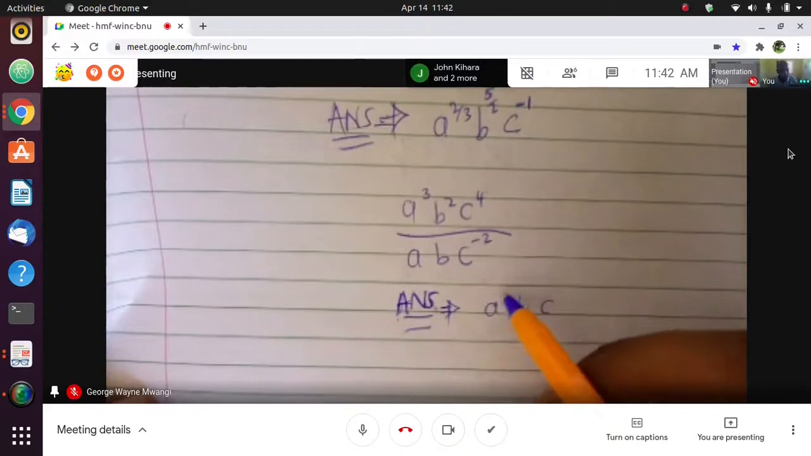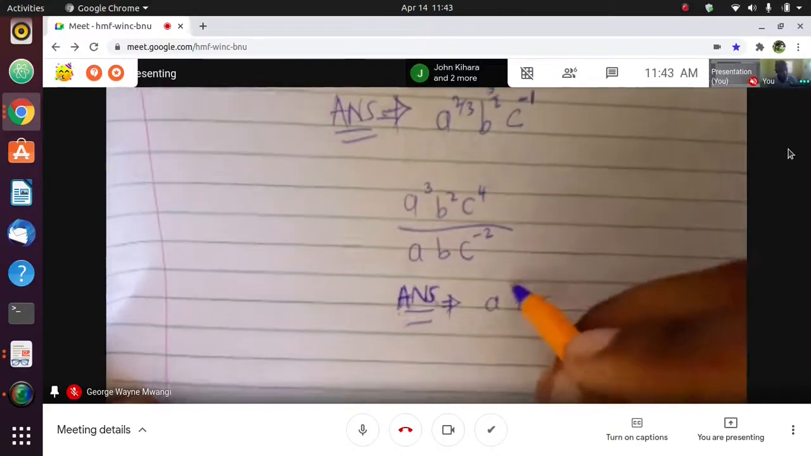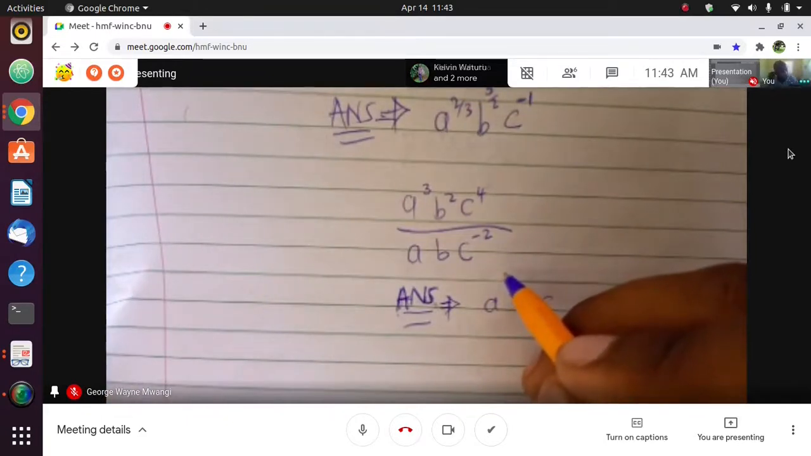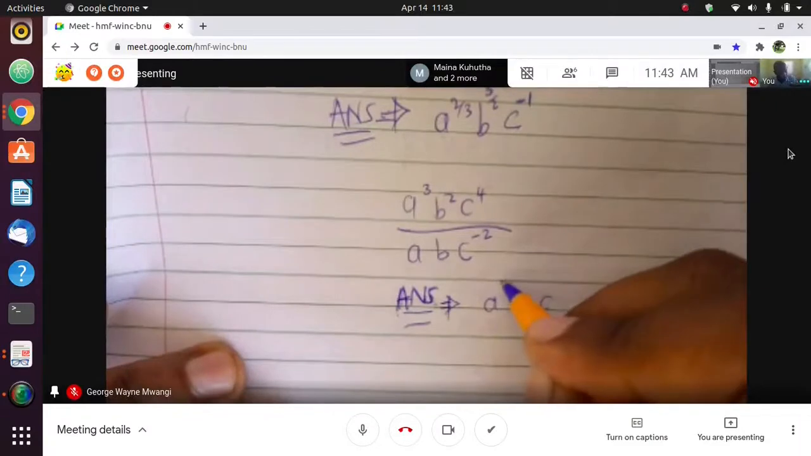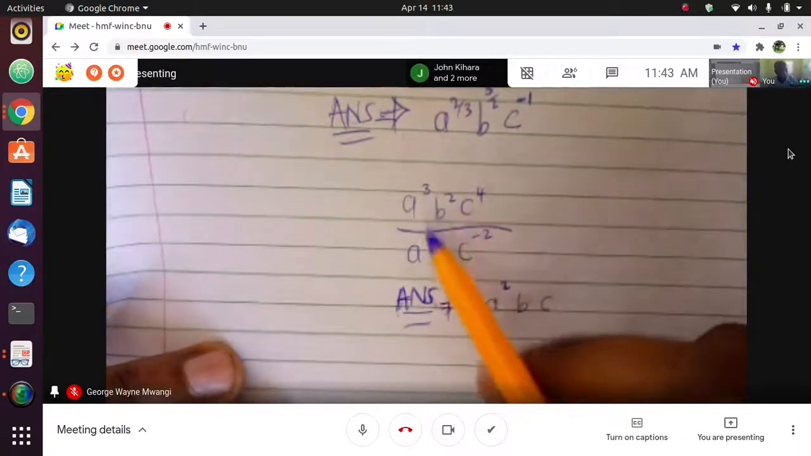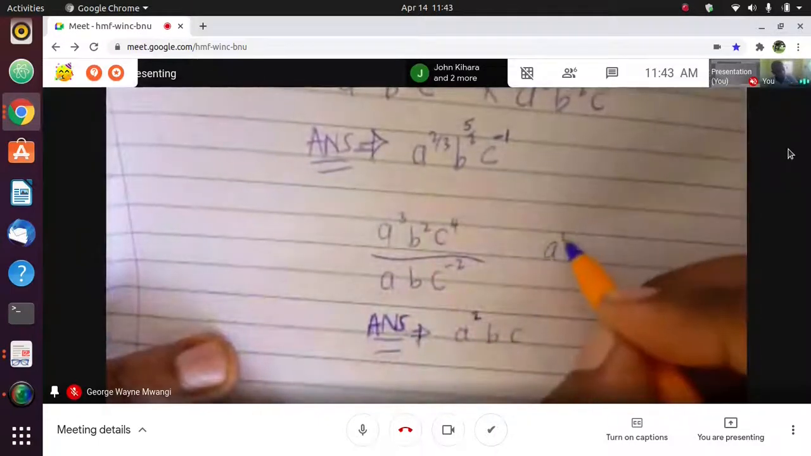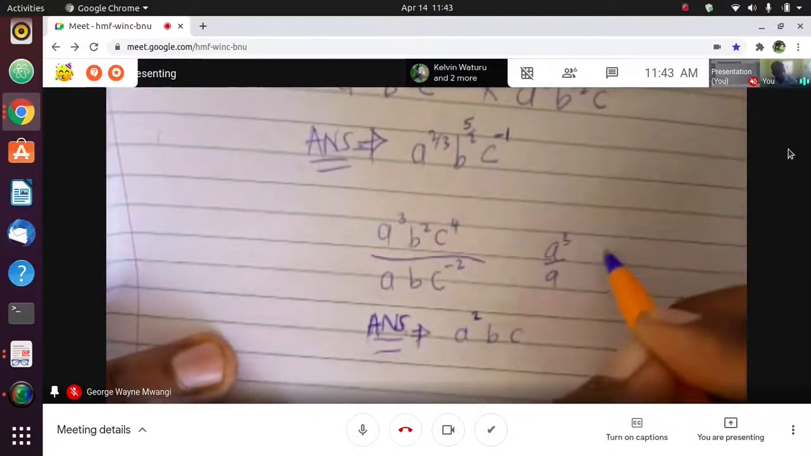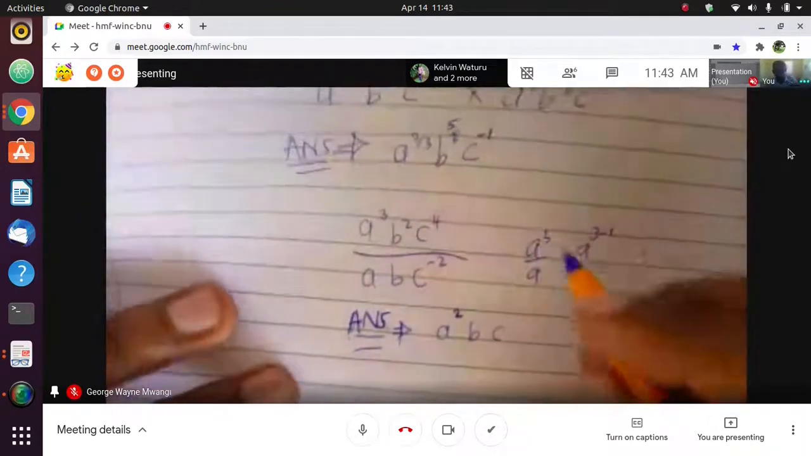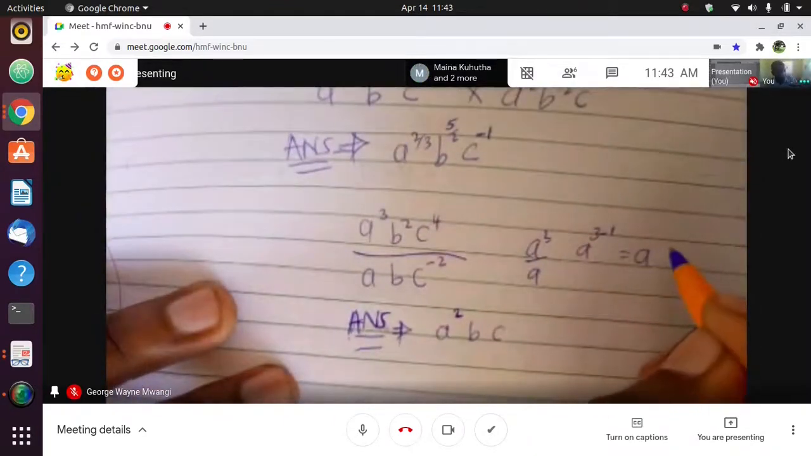A raised to power 2. Why? Because we are dividing. So a cubed divided by a is the same as saying a to the power 3 minus 1, which is the same as a squared.